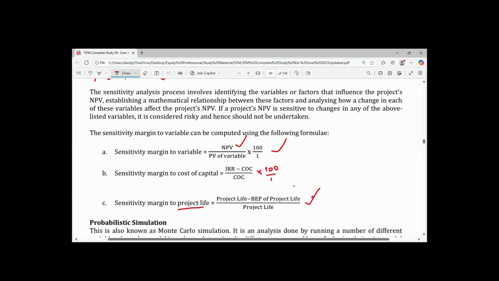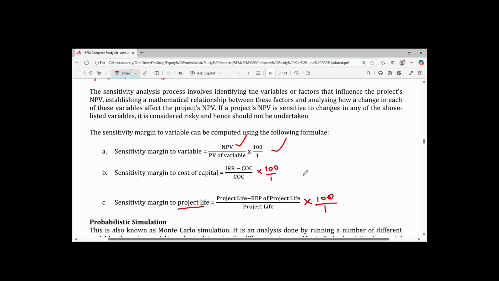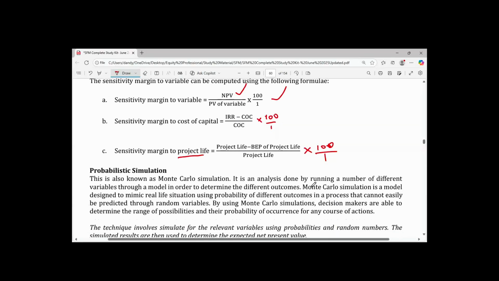So these are the three different formulas that you can use to estimate sensitivity margin of variables. However, when you look at the third formula, which is sensitivity margin of product life, you will see that you have break-even points of project life, which means that for you to be able to calculate sensitivity margin of project life, you need to first compute break-even points of project life. Once you are done with that, then you can come here to calculate sensitivity margin of project life.